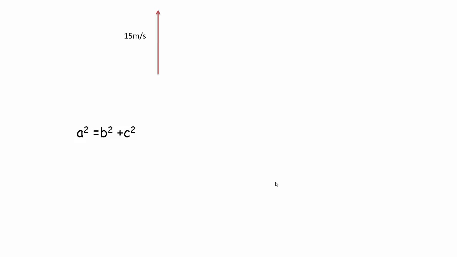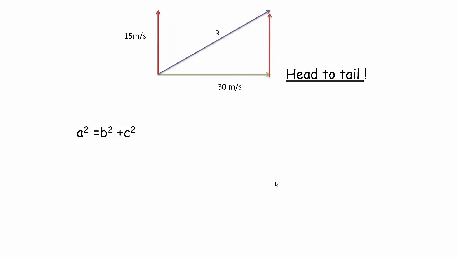Here's an example. An object is travelling at 15 meters per second up. It's also travelling at 30 meters per second to the right. Now, the rule that I gave you earlier still applies. We need to attach these head to tail. As such, when we draw in our resultant, it travels up and to the right, and the two individual vectors we were adding were going right and up. This is clearly the direction the object would travel.